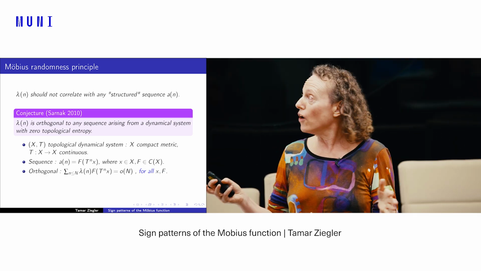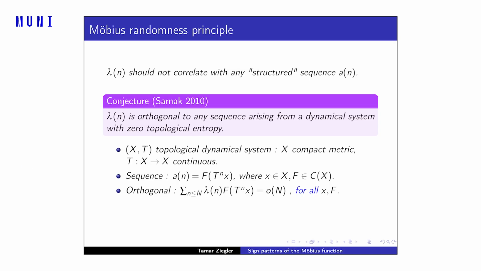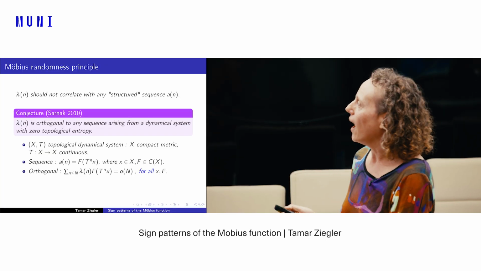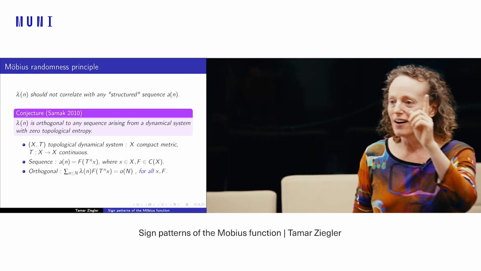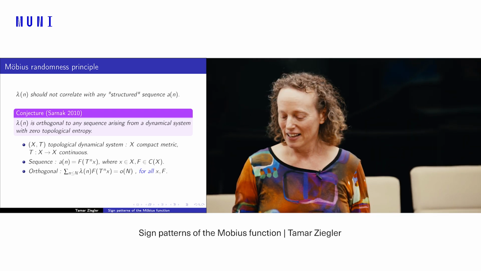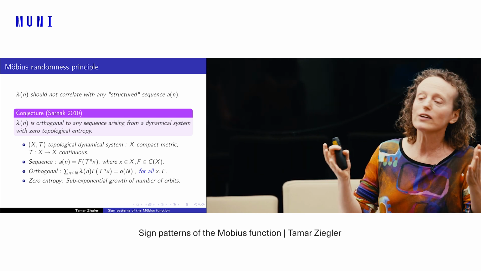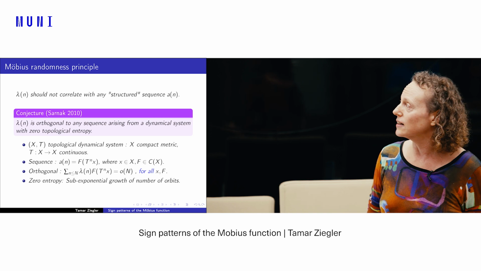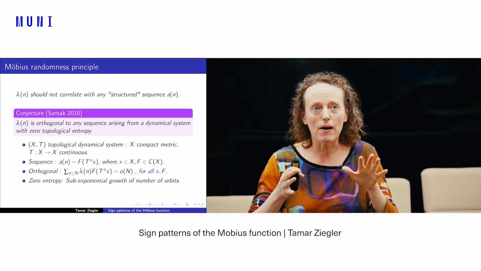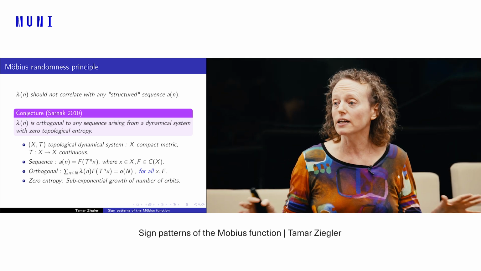And finally, what does orthogonal mean? That's just saying that asymptotically, if I correlate lambda with this sequence coming from this dynamical system, so lambda n times f of T to the n x, then I should exhibit some cancellation. So if I sum up to N, this is little o of N. Almost done. There's only one important thing missing, and that's zero entropy. Zero entropy is something about the complexity of the system. It tells you something about the rate of growth in the number of distinct orbits.